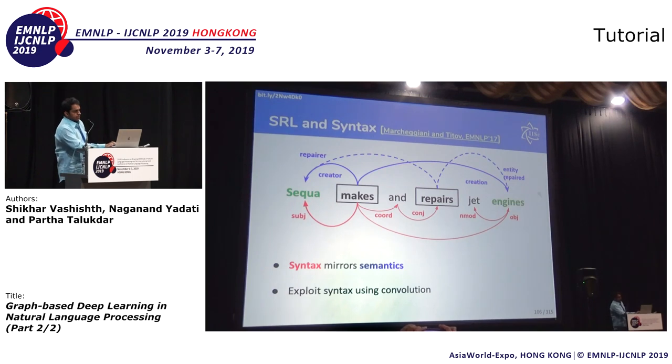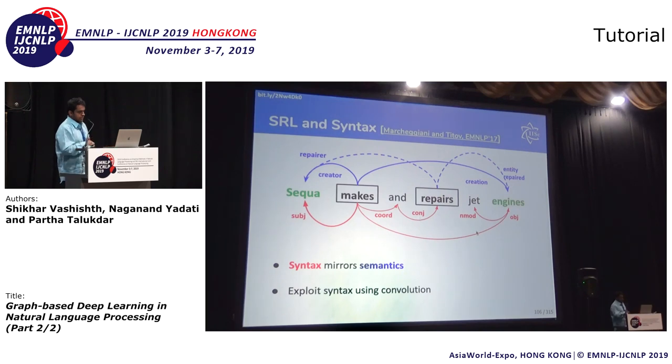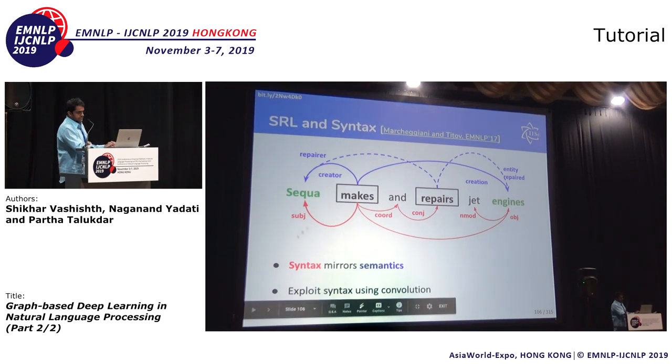Now, in this EMNLP 2017 paper, they use dependency parsing for the problem of semantic role labeling. We have the corresponding dependency graph here, which gives us the dependency parse, with subject, conjunction, and noun modifier relationships. One important observation here is that syntax mirrors semantics, right? So in this paper, they use a graph neural net on the syntactic dependency graph for the problem of semantic role labeling.